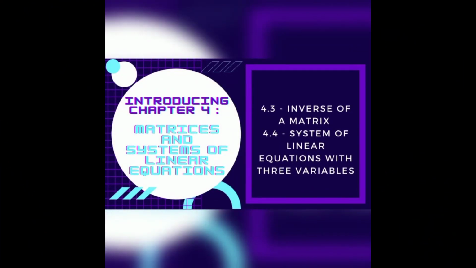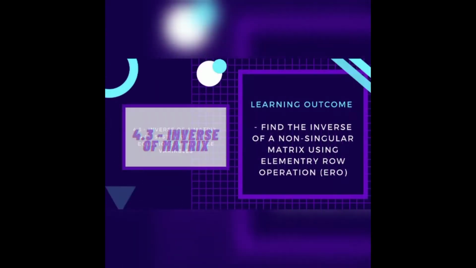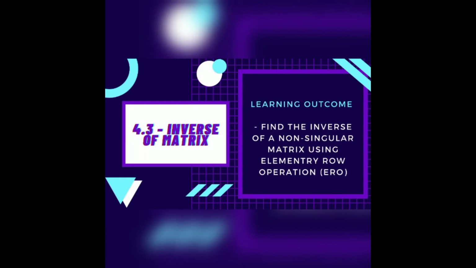Introducing Chapter 4, Matrices and Systems of Linear Equations. We'll be discussing Subtopic 4.3, Inverse of Matrix, and Subtopic 4.4, System of Linear Equations with 3 variables. Subtopic 4.3, Inverse of Matrix. Our learning outcome is to find the inverse of a non-singular matrix using the elementary row operation method.